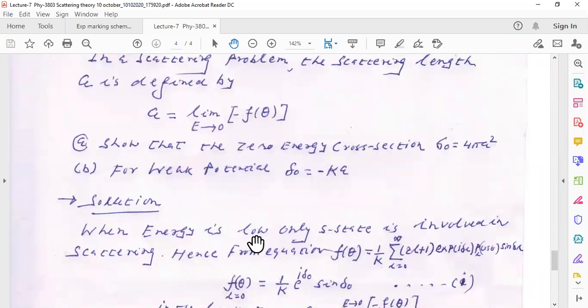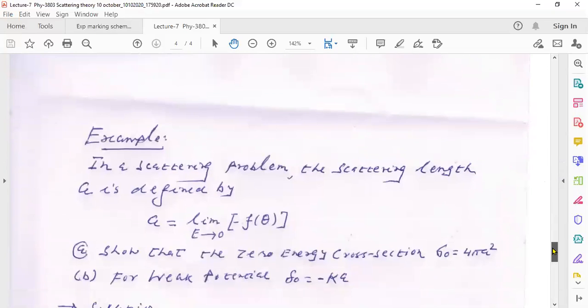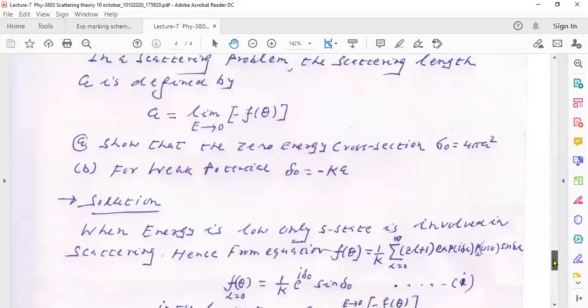When the energy is low, only the S state is involved in scattering, right? Hence, from this equation, this is the equation of f(θ), which we have already developed. So when you develop this: 1/k, Σ(2l+1) e^(iδ_l) P_l(cos θ) sin δ_l, and low energy, because I said E tends to 0. So when you keep E tends to 0, there is a low energy scattering.